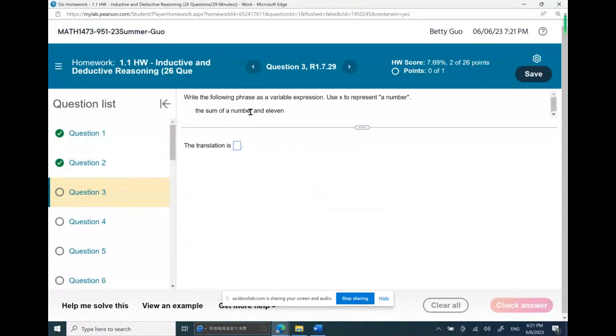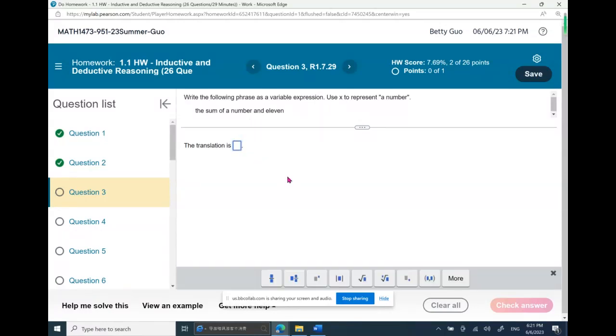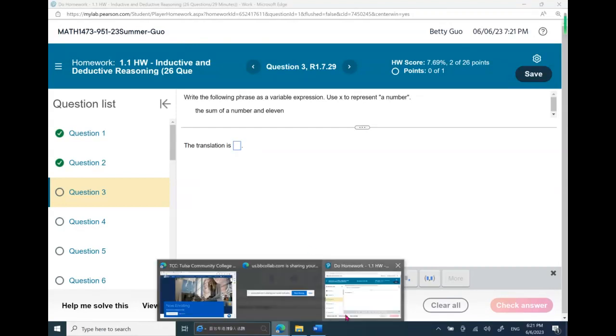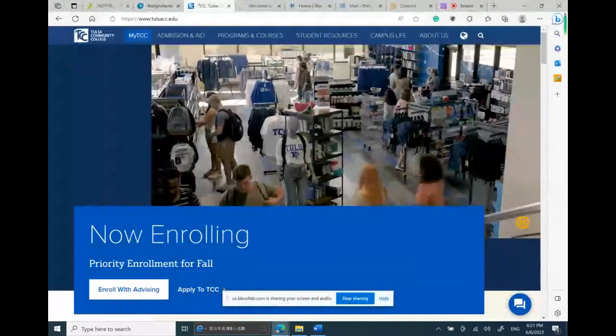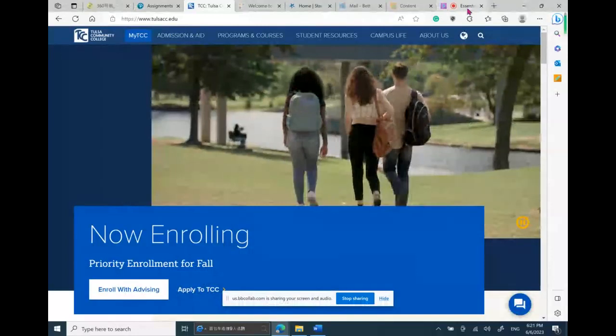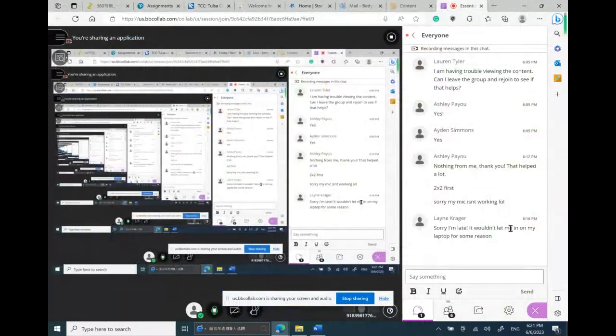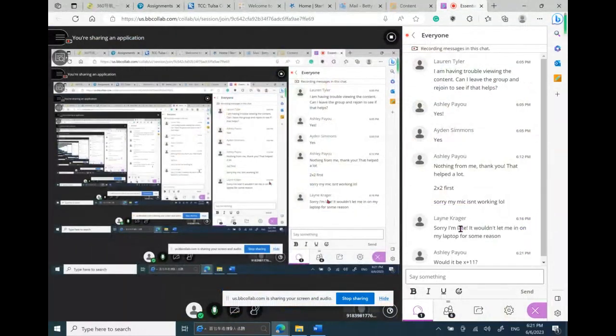Write the following phrase as a variable expression. Use x to represent a number. The sum of a number and 11. Would anyone help me to solve this problem? Are you guys still here? Pretty quiet today. Let me see, where are you guys? I don't mind some noises, you know.